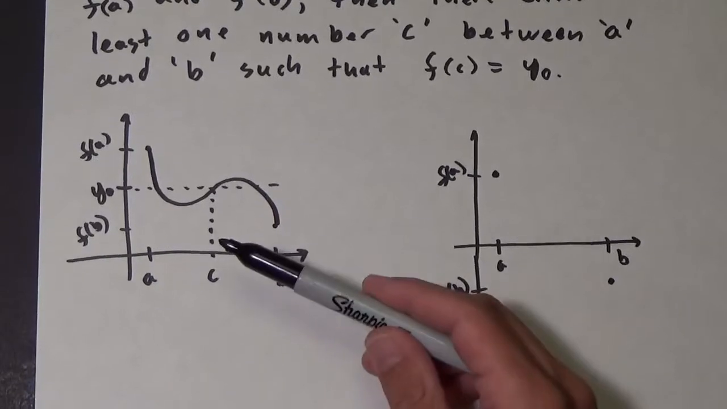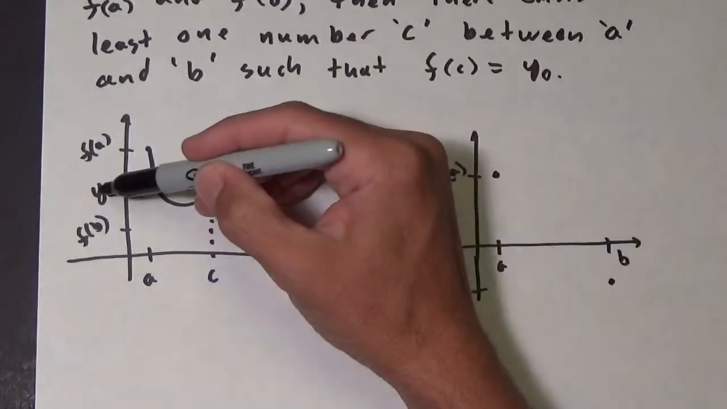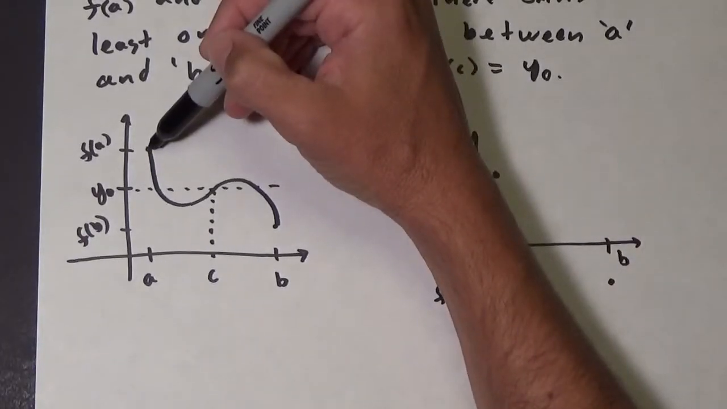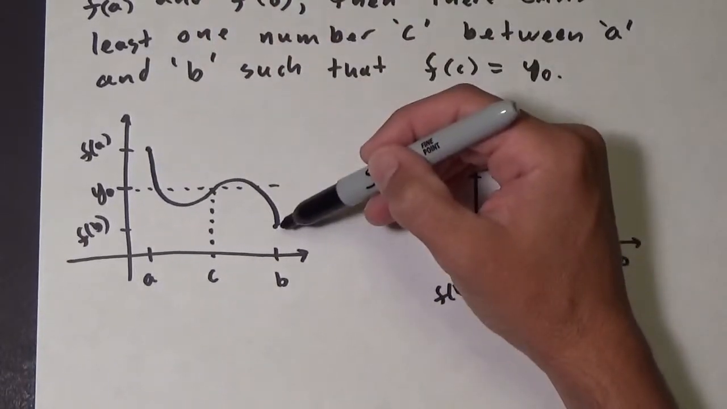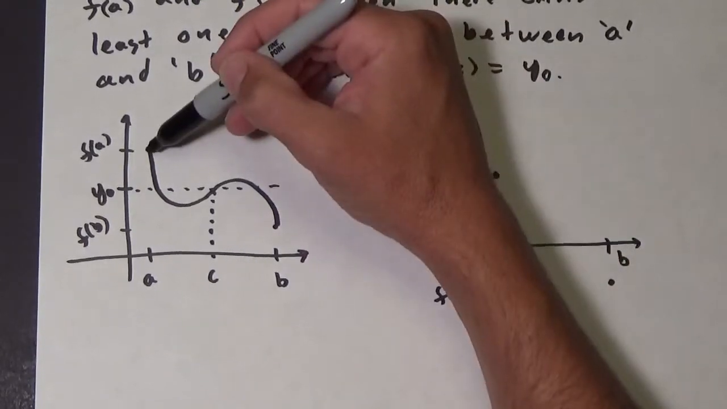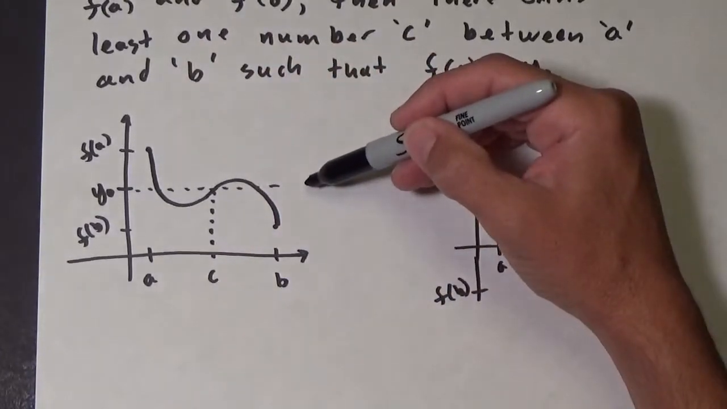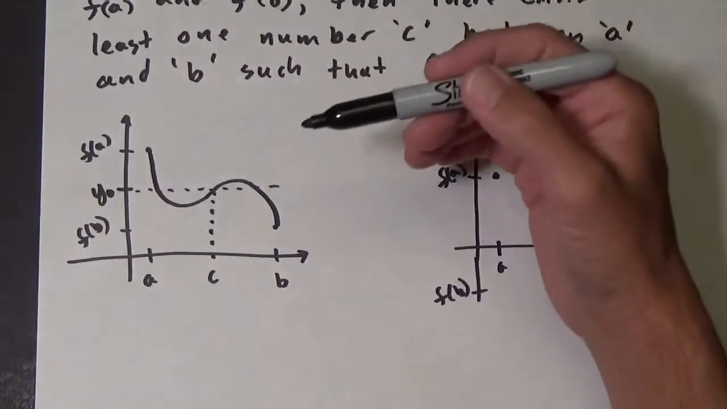Now, in this version here, we just say that we have some y sub naught. And then we have a point up here, a and f of a, and we have a point down here, b and f of b. And again, the question was, if you start here and you end here, at some point do you go through this imaginary dotted line, y sub naught? And the answer is yes.